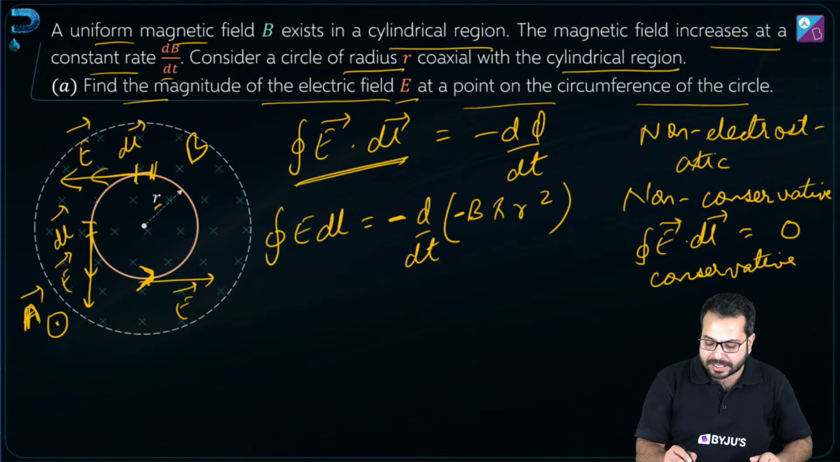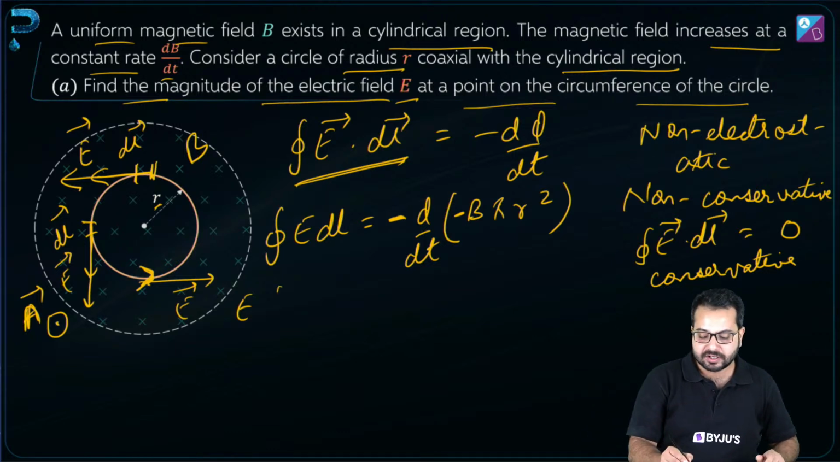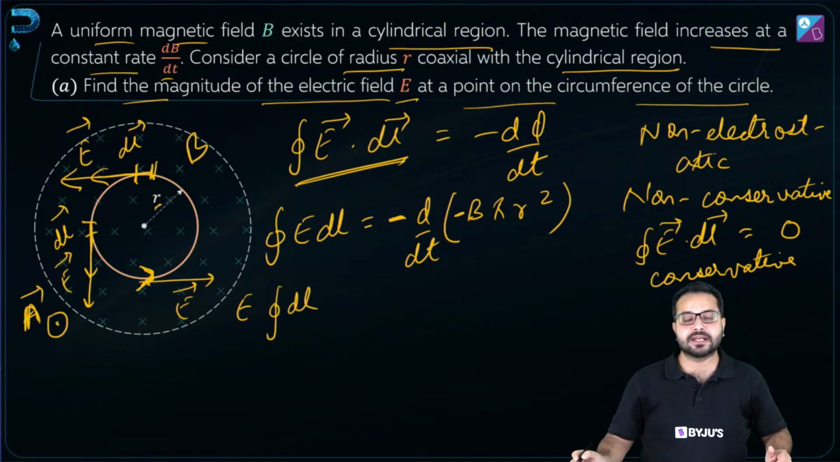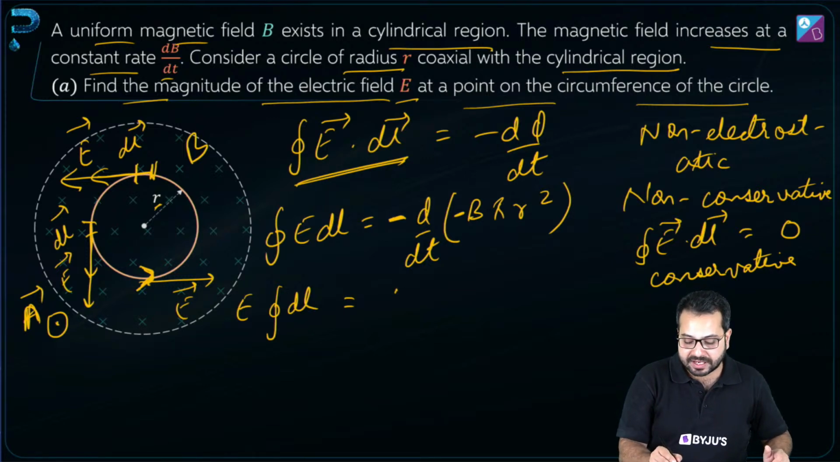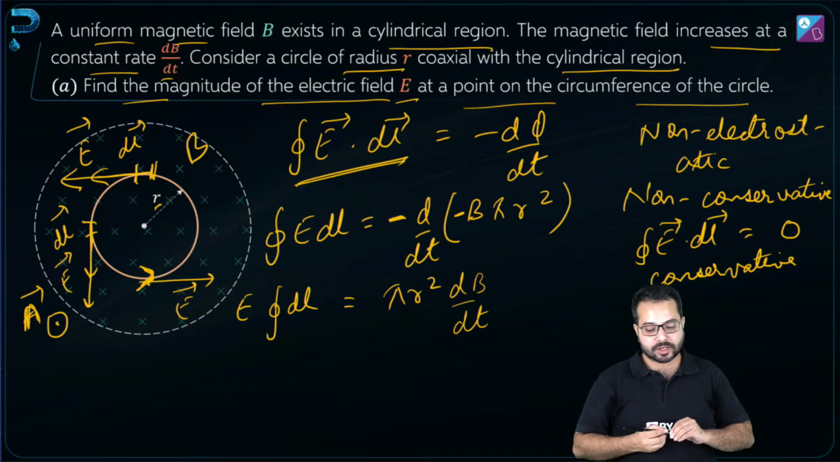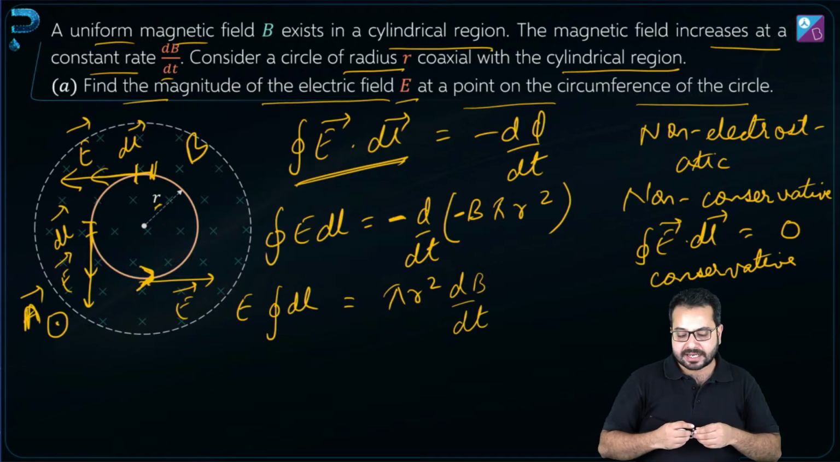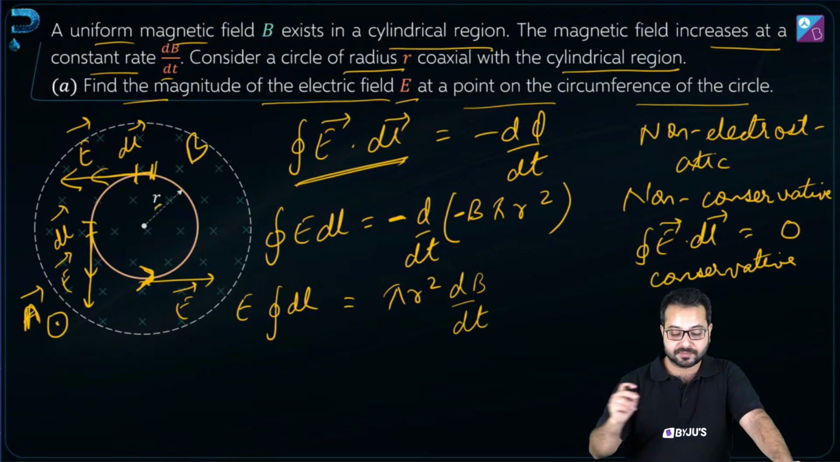Now E is going to come out because the magnitude of the electric field is constant. So we'll have the closed integral of dl, and this is equal to, the minus sign will get cancelled, πr² dB/dt. Minus times minus becomes plus, and πr² is a constant, but B is not a constant. So we are differentiating B with respect to time, so that becomes dB/dt.